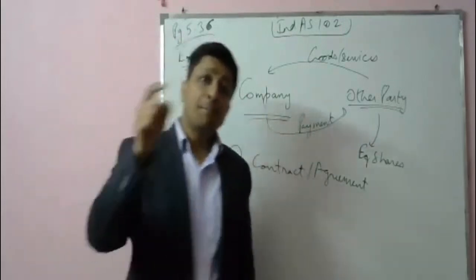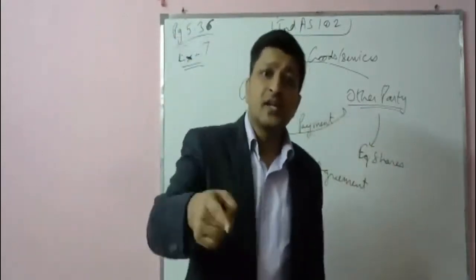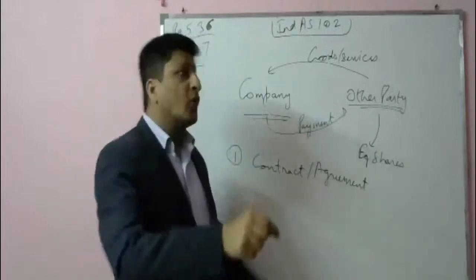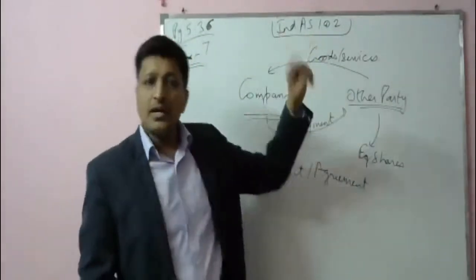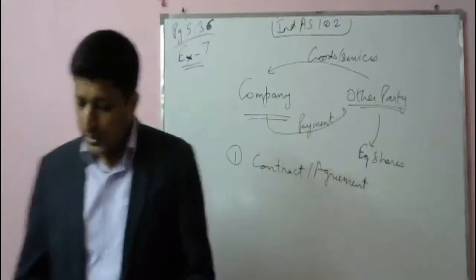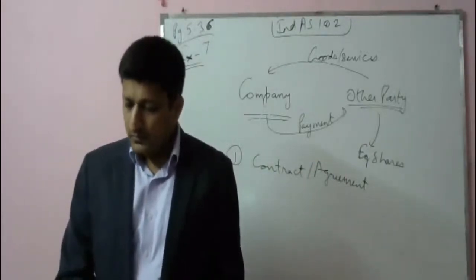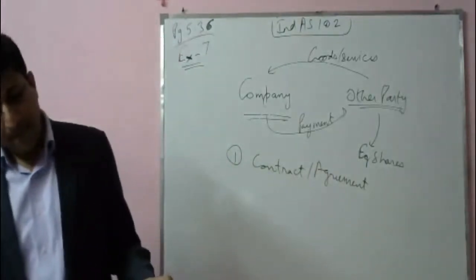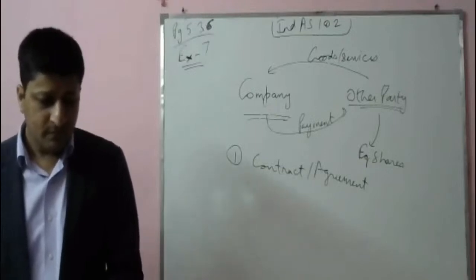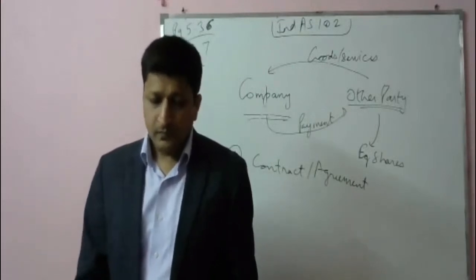The moment the payment made by the company to the employee is linked with the shares of the company, it will no longer remain under Ind AS 19. It will move to Ind AS 102. Understood? Okay. Clear on this?